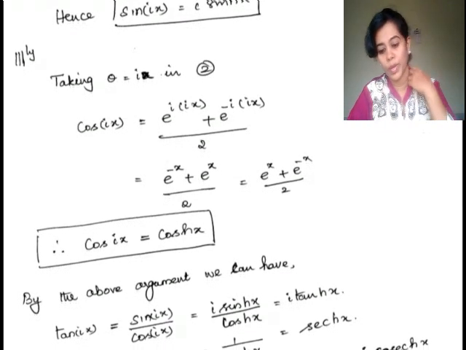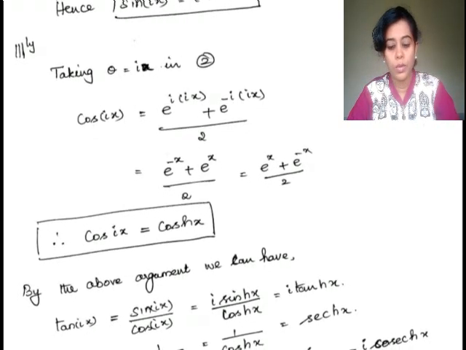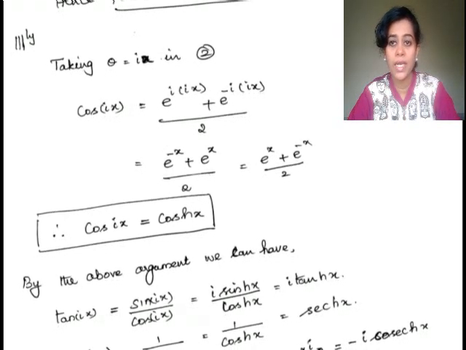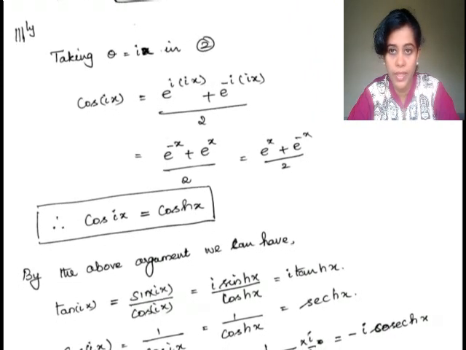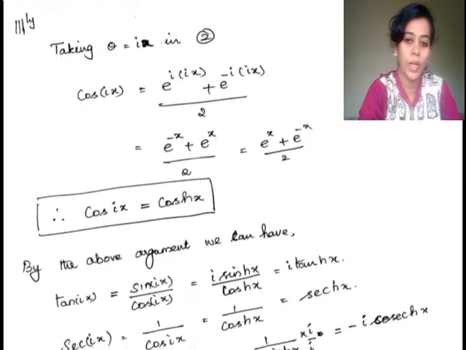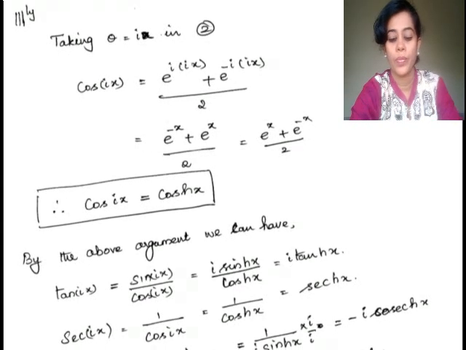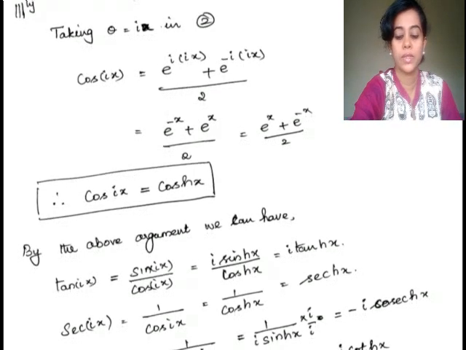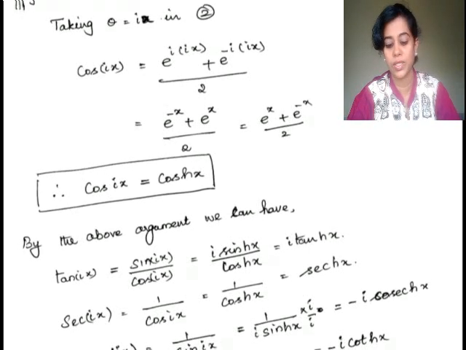By the above argument we can have tan ix is equal to sin ix by cos ix. Sin ix we know is i sinh x, divided by cos ix which is equal to cosh x. So we can write tan ix is equal to i tanh x. And similarly we can write the other ratios. Secant ix will be written as the reciprocal of cos ix, that is 1 by cos ix, which is equal to 1 by cosh x, which is nothing but sech x.